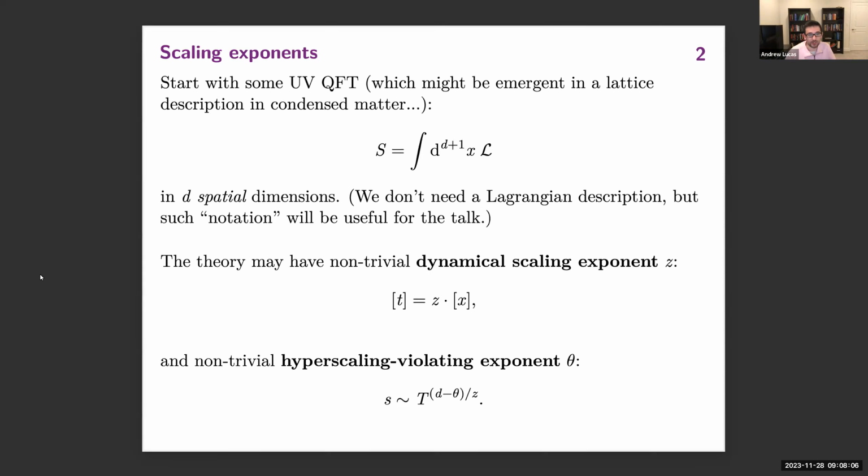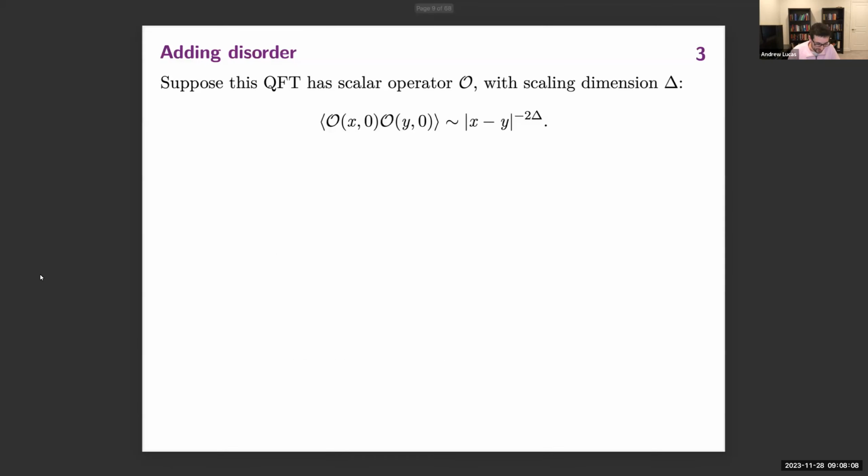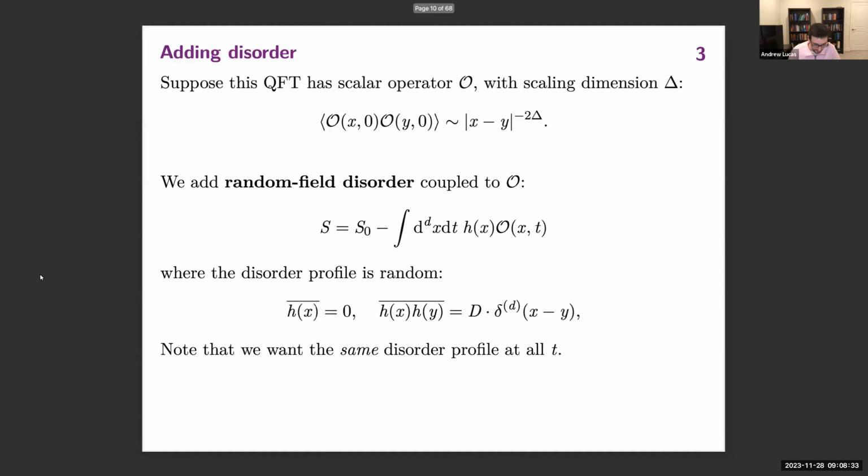Okay, so we want to start with this theory and add disorder. Disorder will be added in this talk by supposing that the QFT has some scalar operator, which I'll denote with O, and it has scaling dimension delta just defined in this way. So we look at the equal time, different space correlation function and extract a scaling exponent delta. Okay. And the particular kind of disorder that we'll be interested in is called random field disorder.